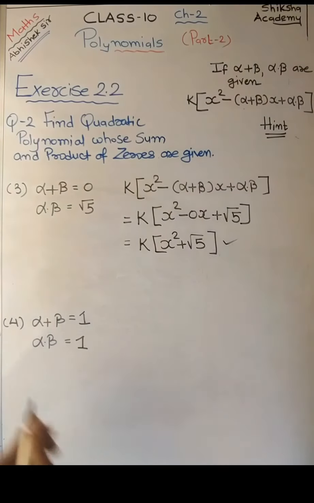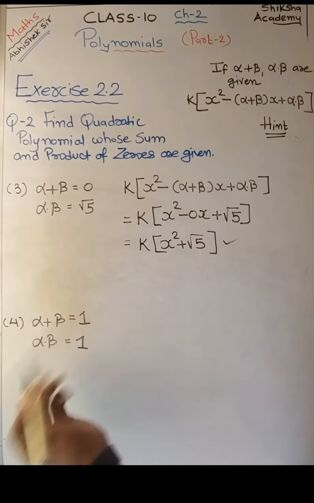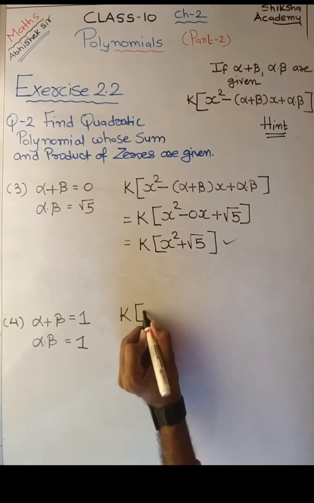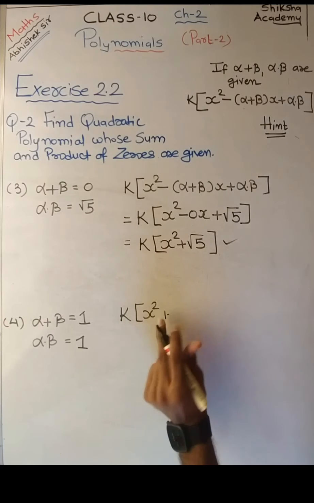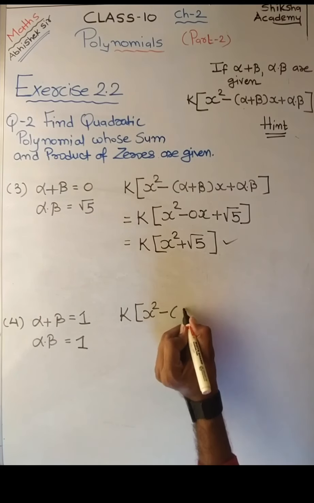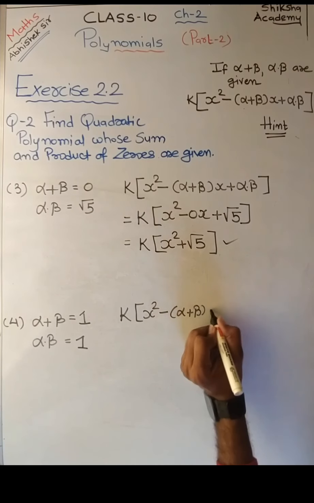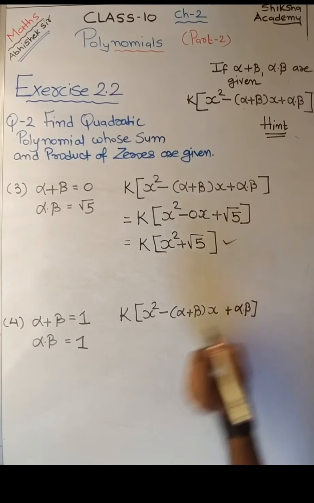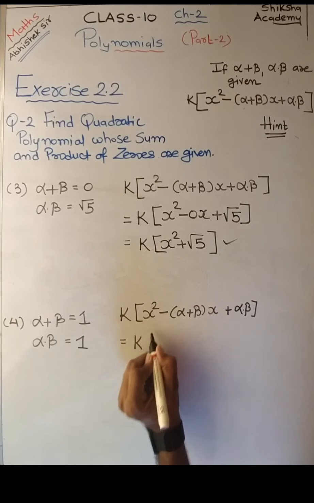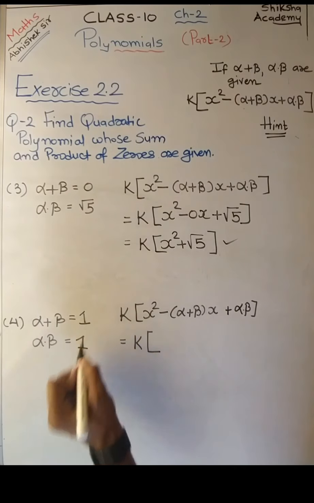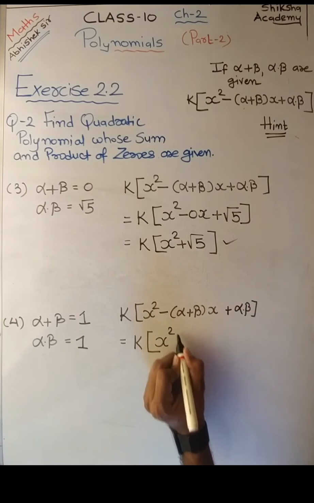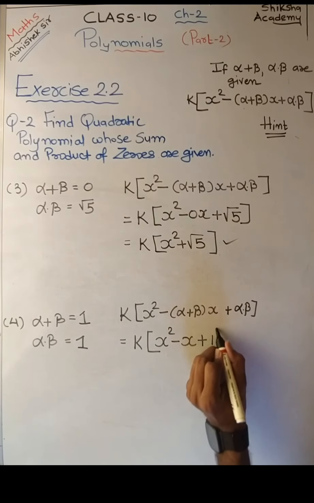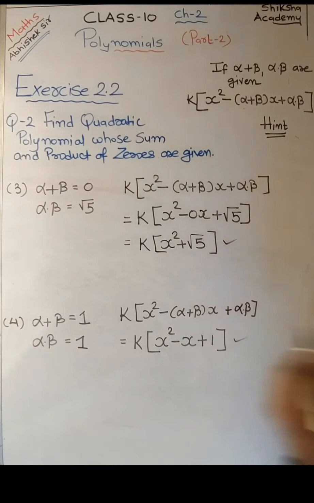Moving on to the next one, that is question number 4. Alpha plus beta is 1, alpha into beta is also 1. So k into x square minus alpha plus beta into x plus alpha into beta. We'll just replace the values with 1 and 1. So it is x square minus 1 into x, that is minus x, plus 1 is the final answer.